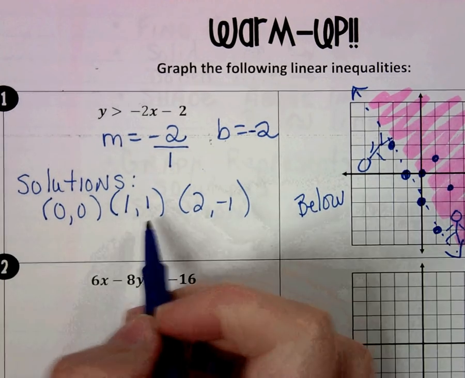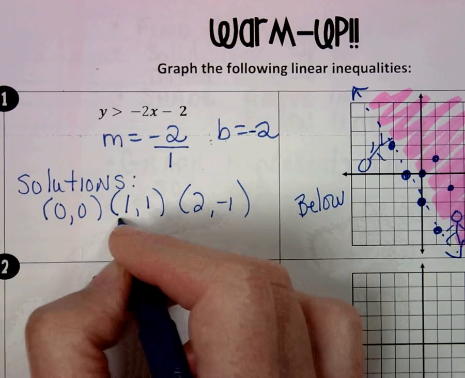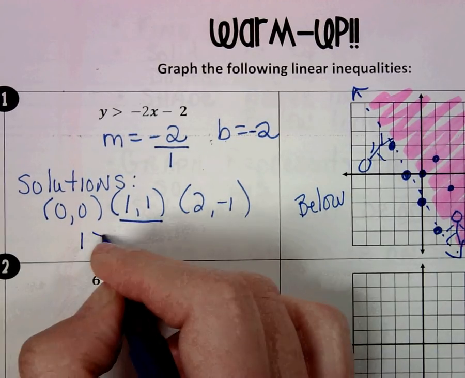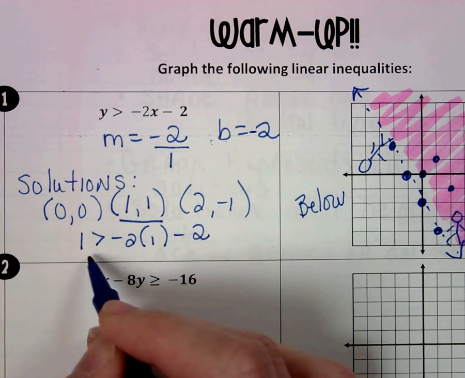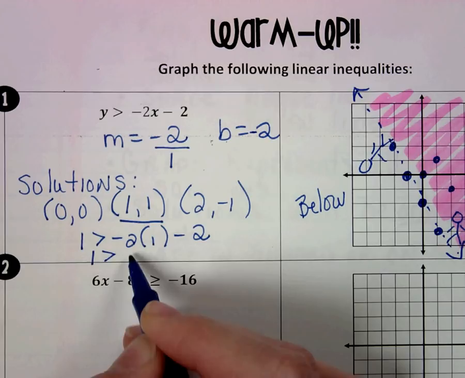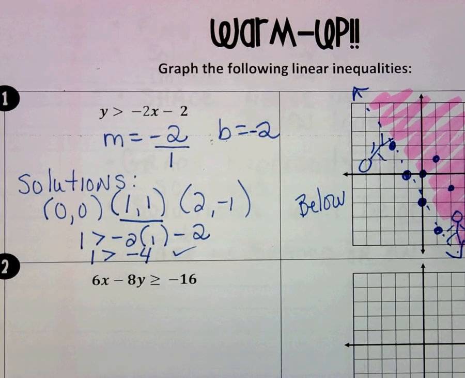Remember, you can check your solution also by plugging it back into the inequality. I'm going to take (1, 1) and see if it makes a true statement. This would be 1 is greater than -4, and that is true. So that just double checks that it is the solution. Okay, let's look at the next one.